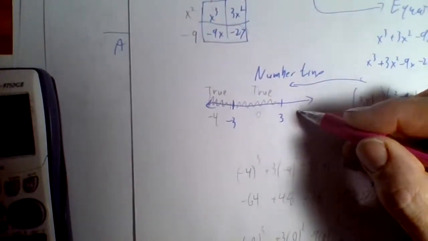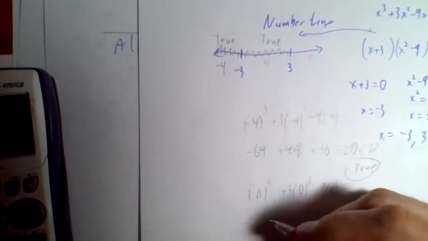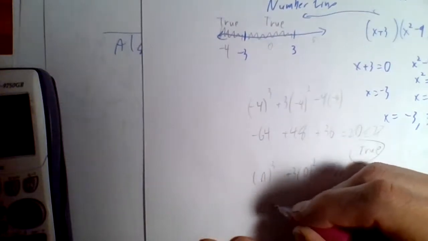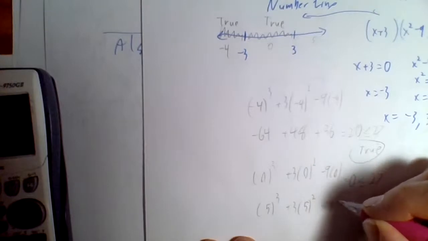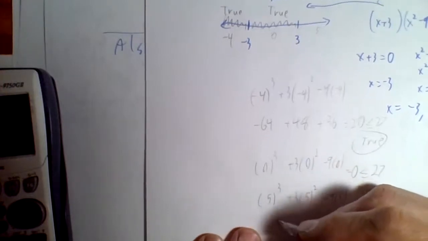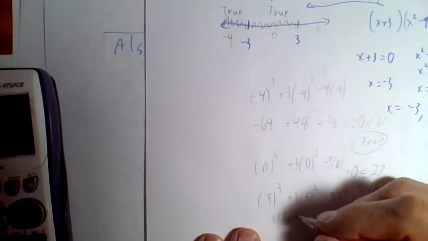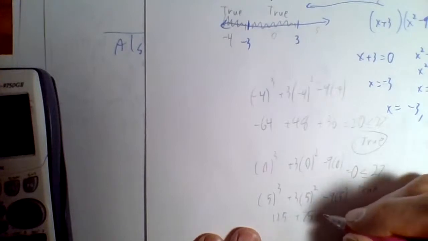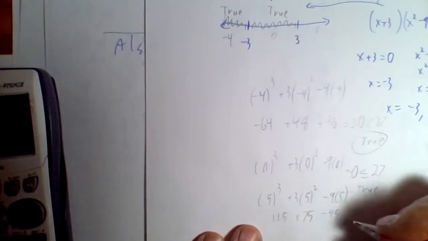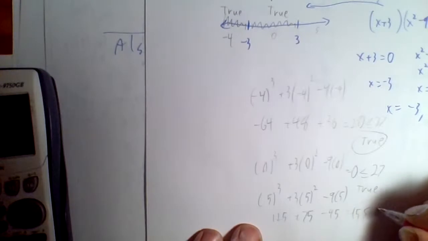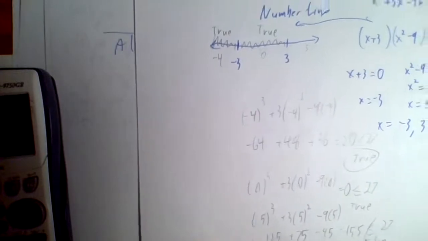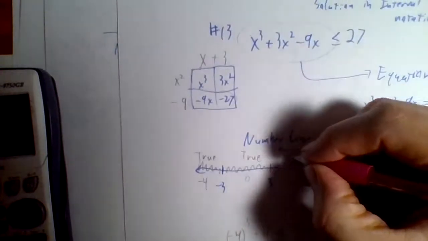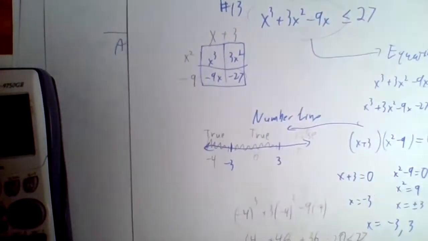So let me do something out here like positive 5. Same function, different input. That's 125 plus 75 minus 45, which is 155. That's not less than or equal to 27. No, that's false. That's not true. So we got false on that interval. That's where it stops being true. It's at 3.